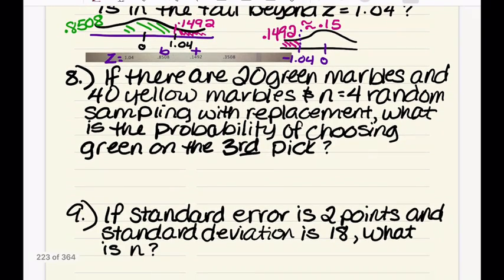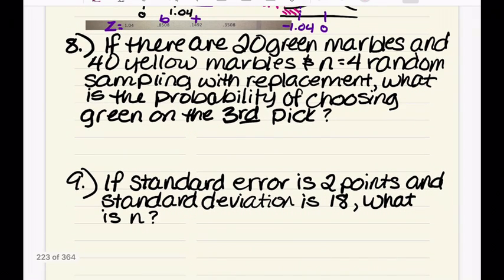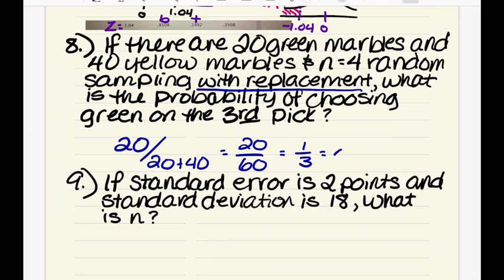Our next question deals with proportions and asks, if there are 20 green marbles and 40 yellow marbles and n equals 4 random sampling with replacement, what is the probability of choosing green on the third pick? Well, since we have sampling with replacement, that means the probability on the third pick is the same as the probability on the first pick, which is going to be 0.33.